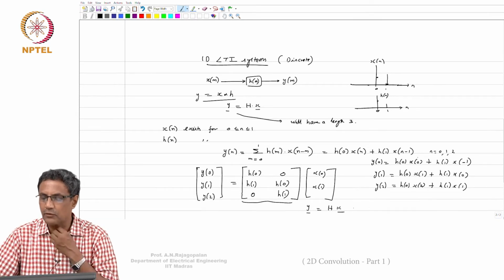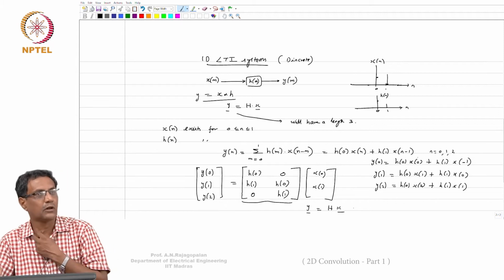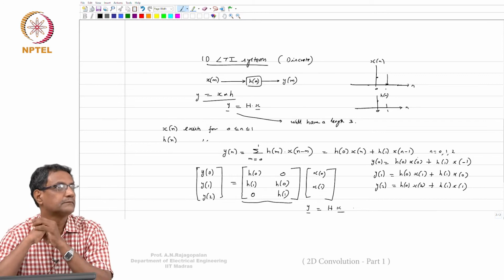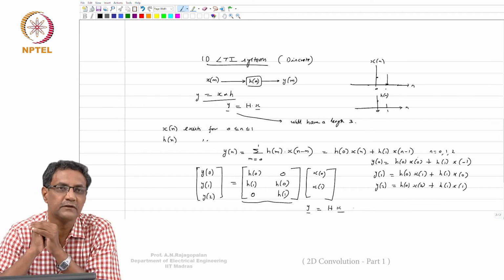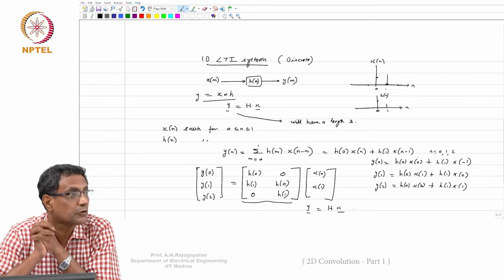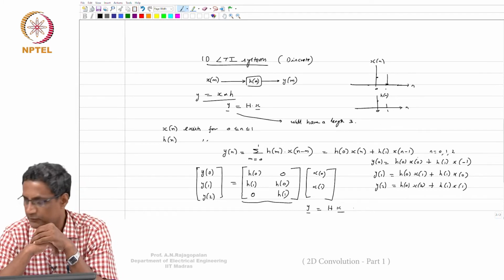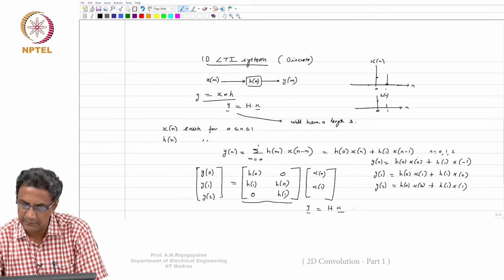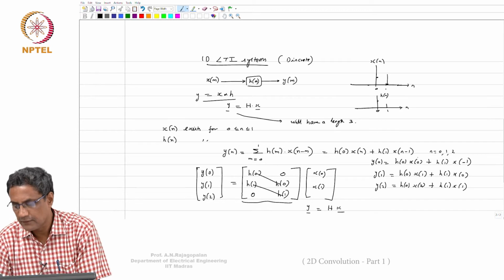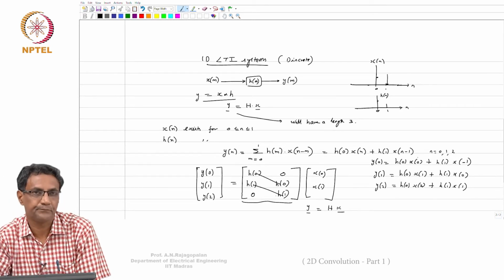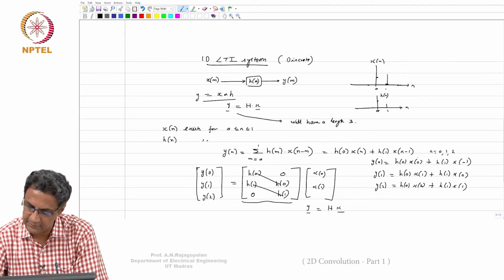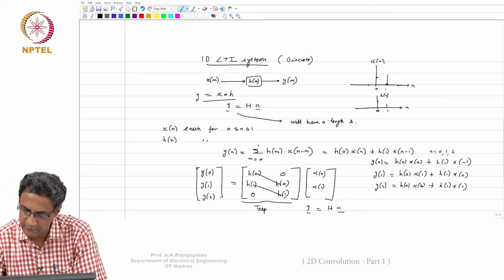Now what do you see about this matrix? This has a particular name, you all know about it. What is it called? I'm surprised, I thought by now you would have. What is this matrix called? A Toeplitz matrix, correct. This is called a Toeplitz matrix, because if you look at the off diagonal entries, they will all be the same.